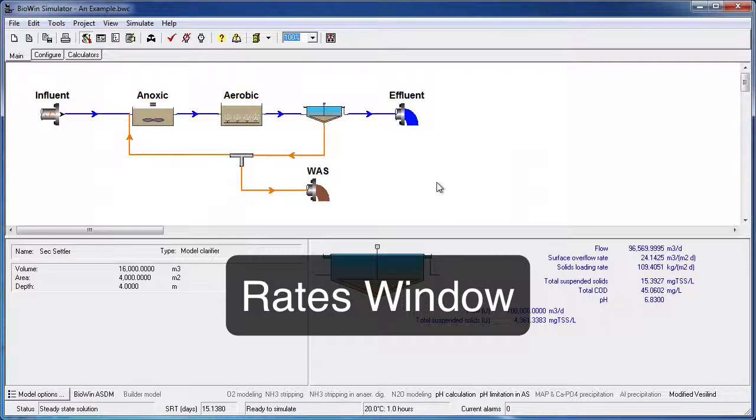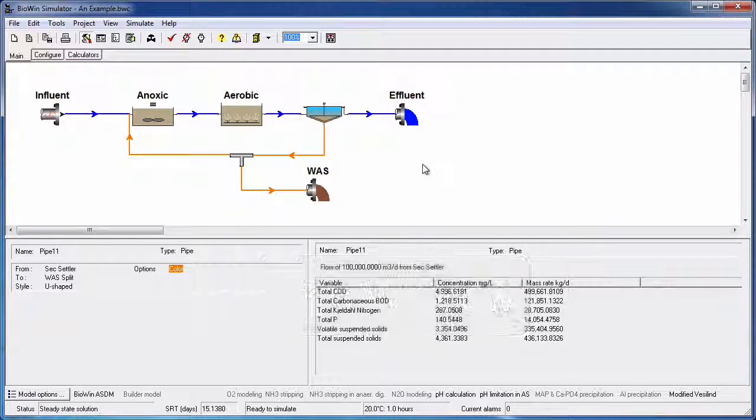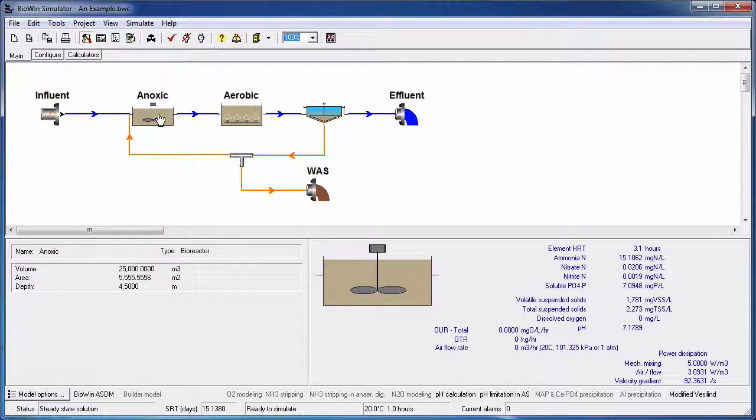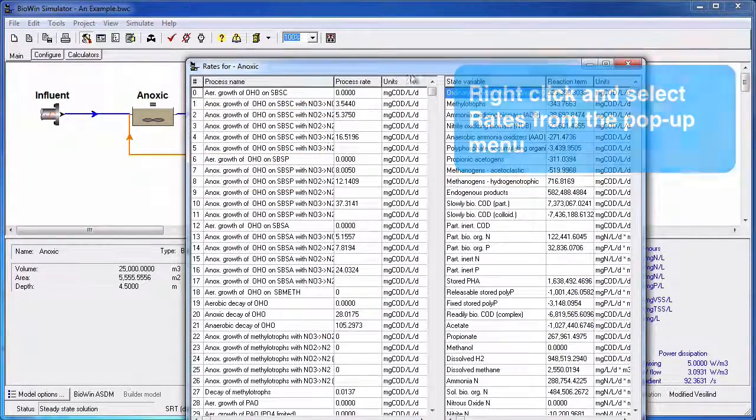In addition to viewing mass balances for COD, nitrogen, and phosphorus around an element, you can also view the rates of reactions in bioreactor elements. To open the rates window, place your cursor over the bioreactor you wish to view the rates for. In this case, I'm going to look at the anoxic bioreactor. Right-click and select Rates from the pop-up menu.